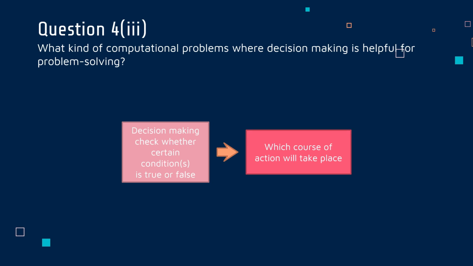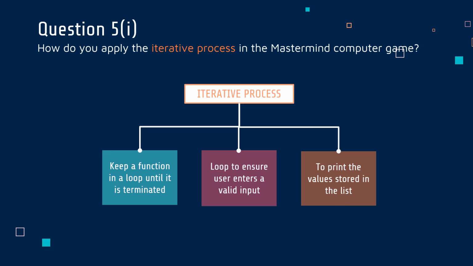Decision making is often involved in checking whether a condition is true or false. So with this function, it will be really helpful for problem solving to know which course of action needs to be executed. And so now we'll move on to the iterative process. So how is the iterative process used in the Mastermind computer game? Well, the iterative process is used 3 ways.